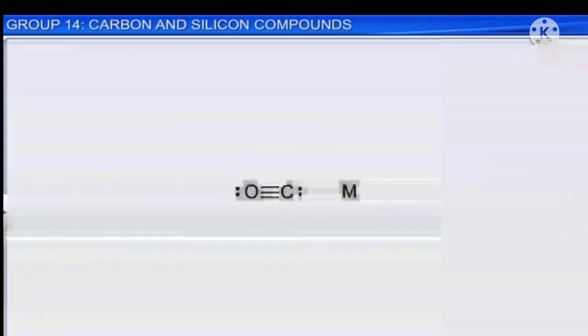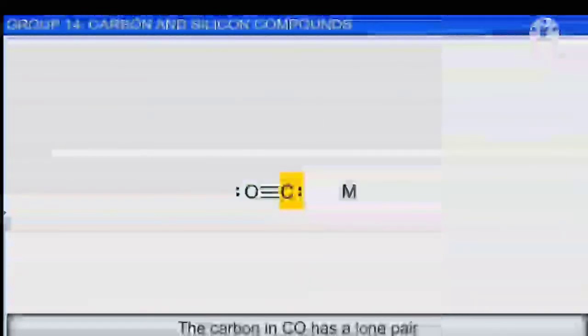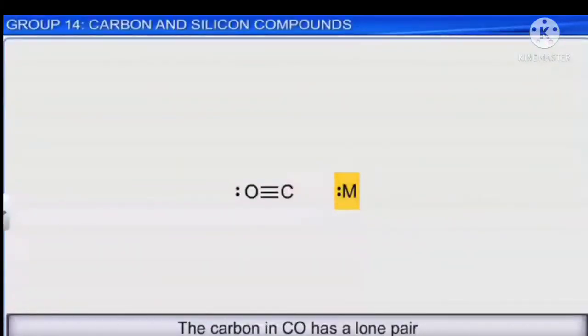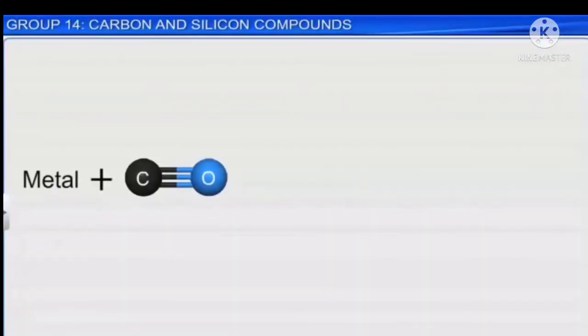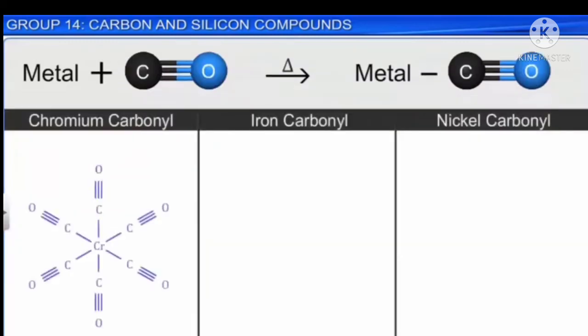Since the carbon in CO has a lone pair, it can act as an electron pair donor. Therefore, carbon monoxide can react with certain metals when heated to form metal carbonyls. Several types of metal carbonyls are illustrated here.